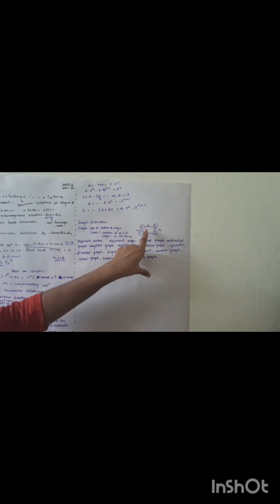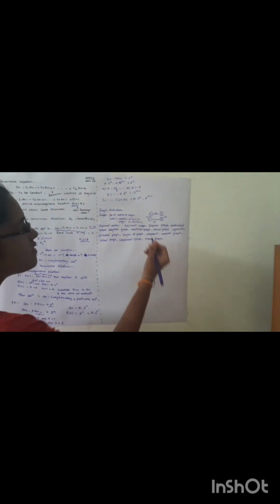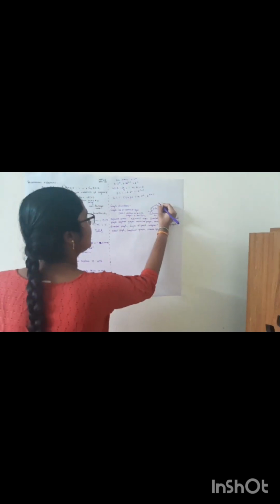Going to different definitions of graphs. First of all, adjacent vertices. If an edge is joining any two vertices, then those vertices are said to be adjacent vertices.